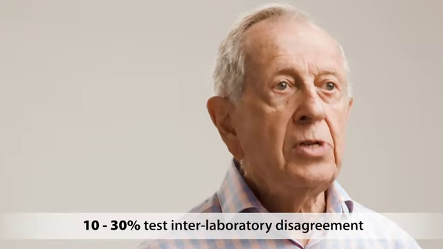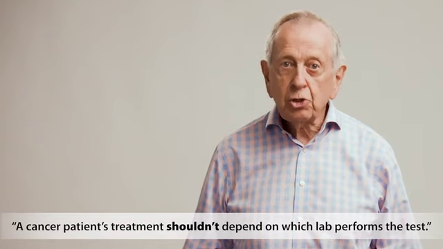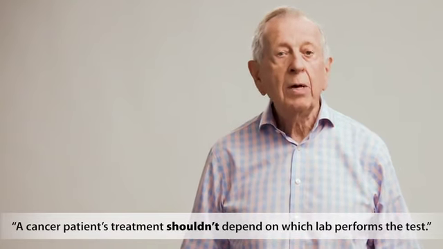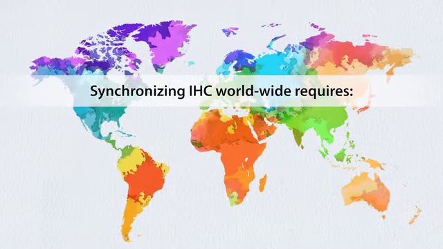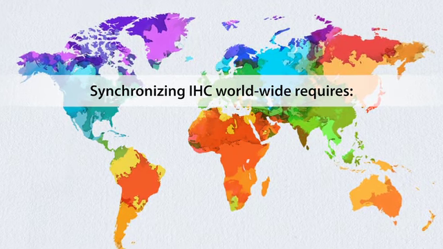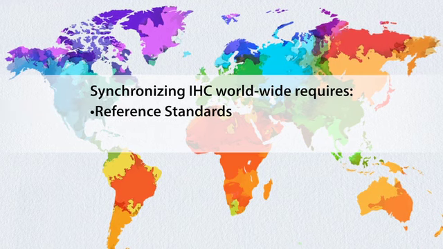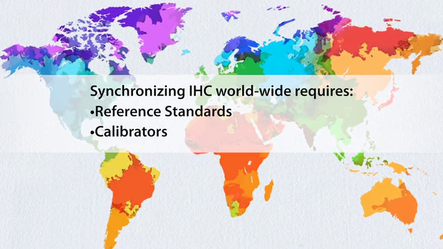Published studies show that discrepant immunohistochemistry test results happen around 10 to 30% of the time. A cancer patient's treatment shouldn't depend on which lab performs the test. So synchronizing immunohistochemistry testing around the world requires the creation of standardized samples known as reference standards and calibrators.